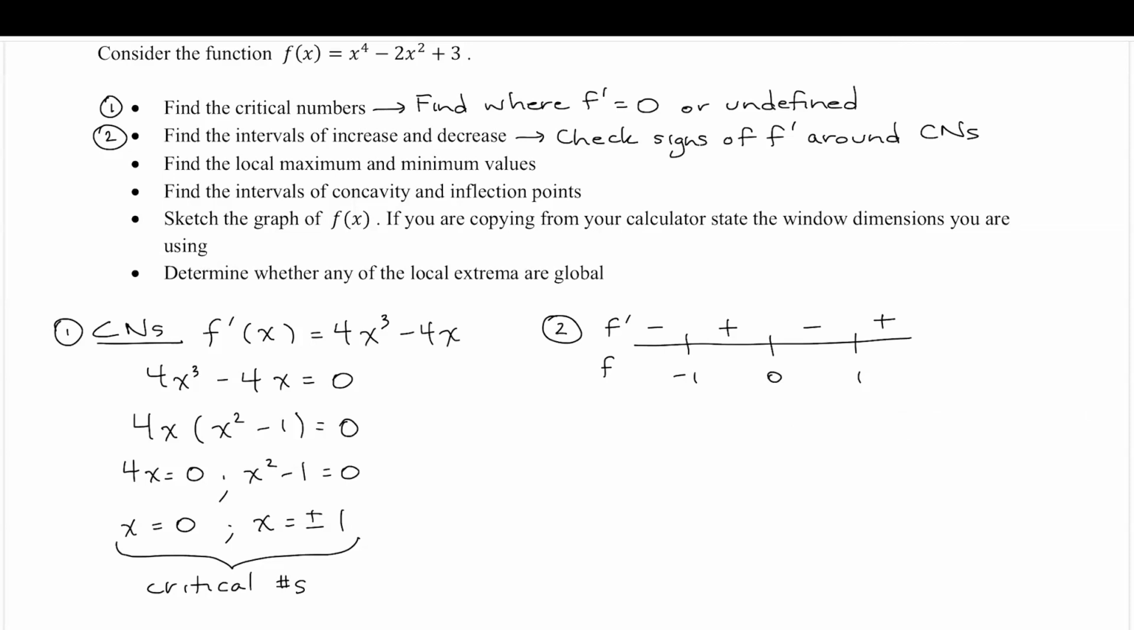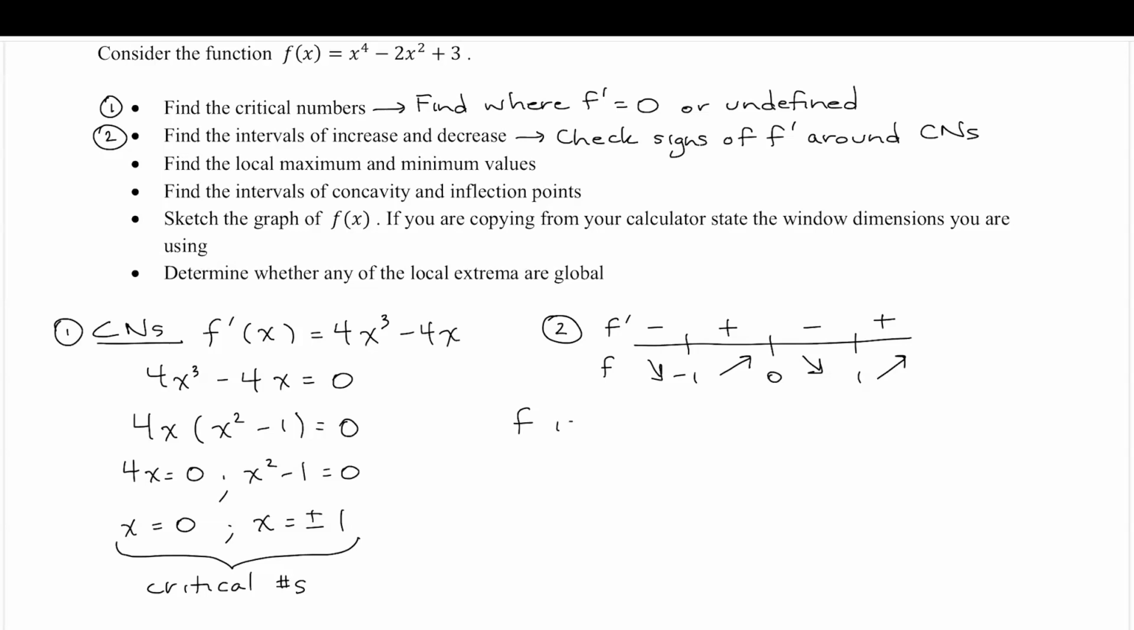And what these signs of f prime tell me about f are its behavior. So for example, if f prime is negative, f is decreasing. If f prime is positive, f is increasing.